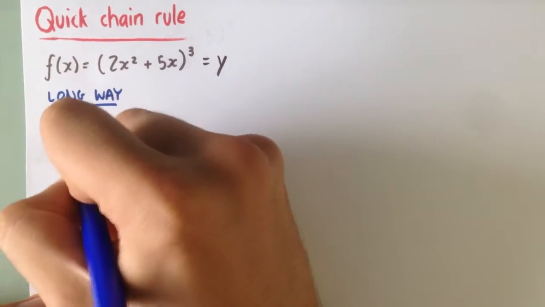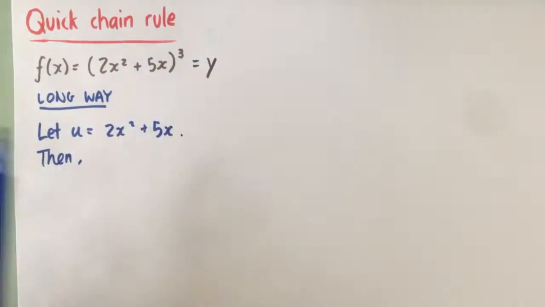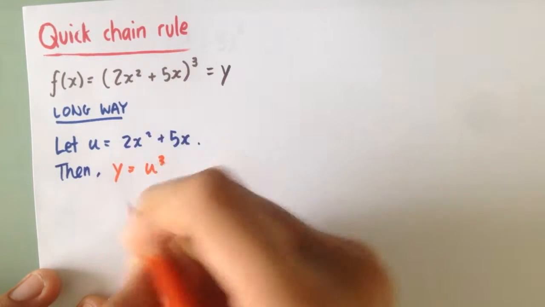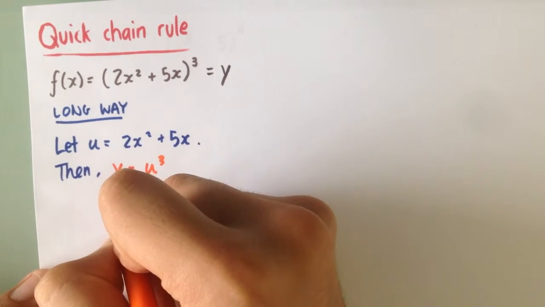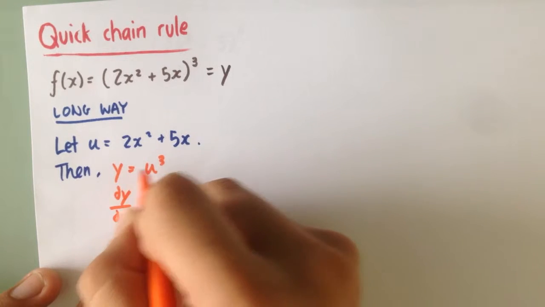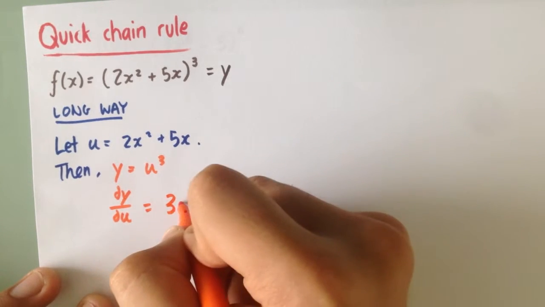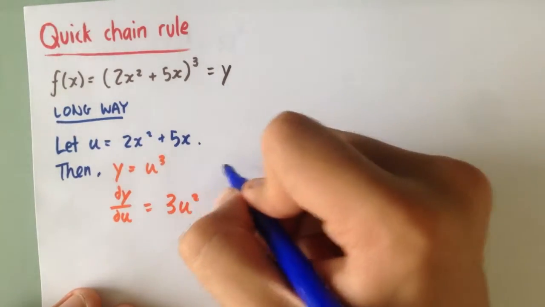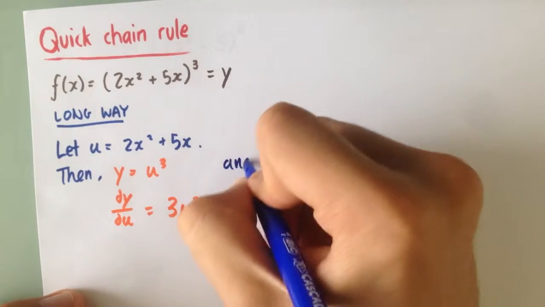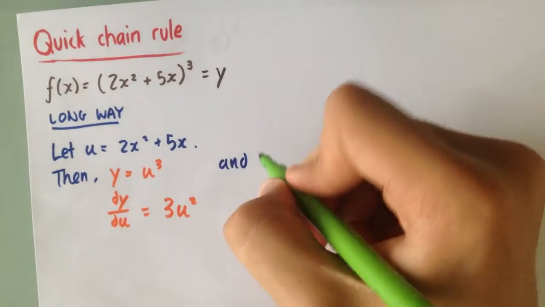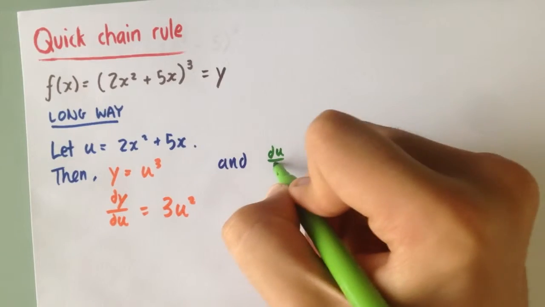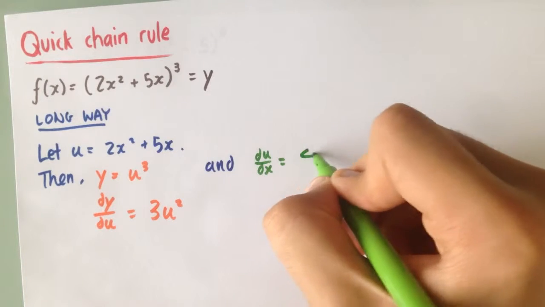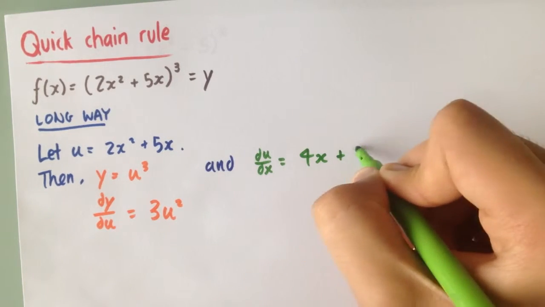Then we know two things following on from that statement. We know that y is equal to u cubed, and therefore dy/du, the derivative of y with respect to u, is 3u squared, just from your power rules. And we know another thing: du/dx, from here, we can calculate to be, so the 2 comes out the front, 4x plus 5.